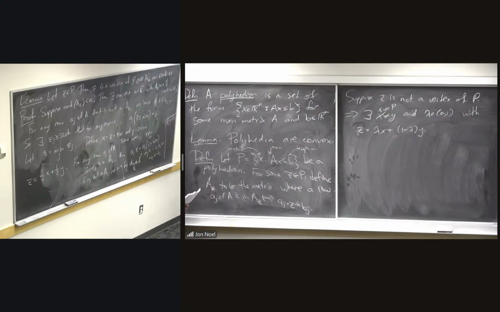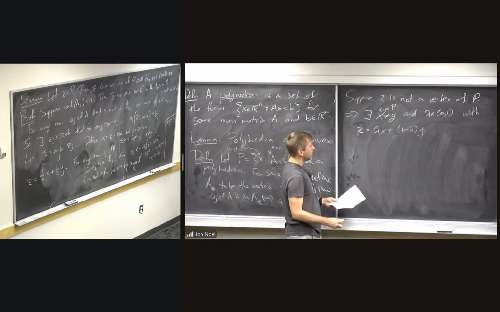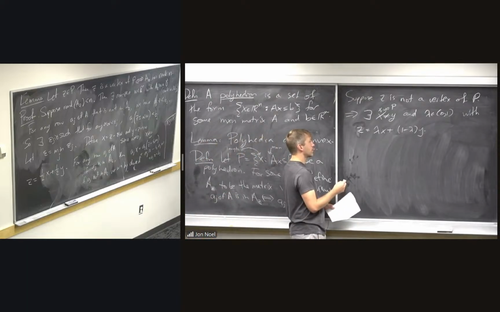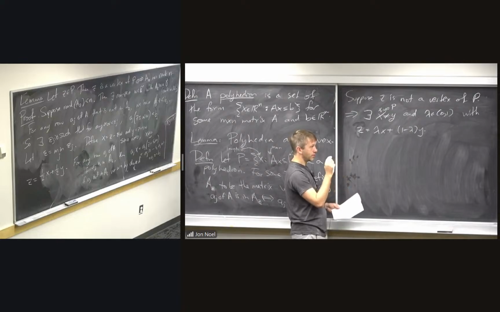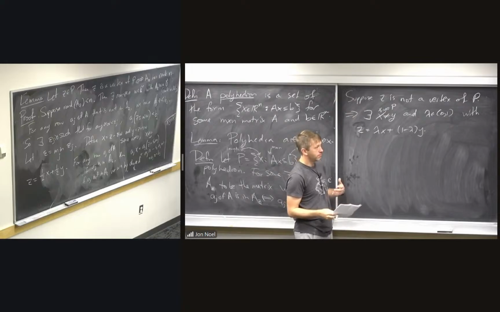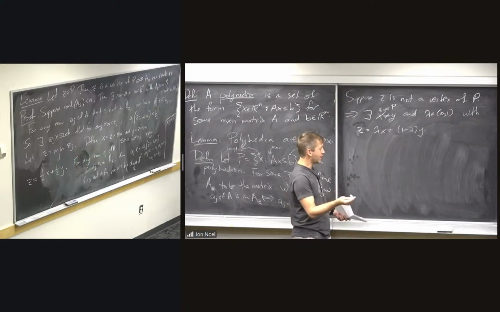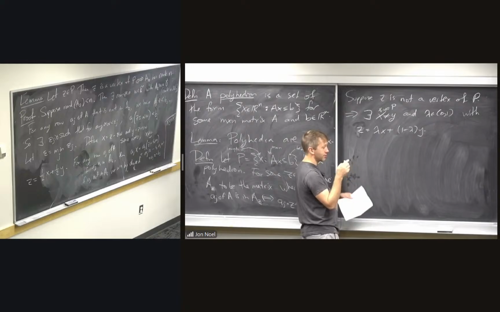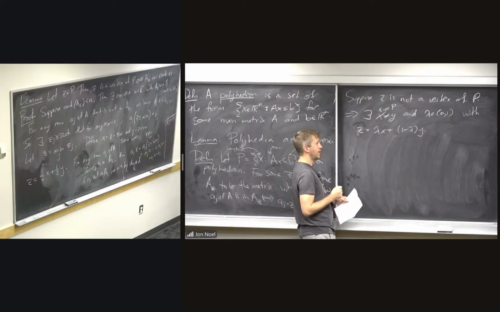So what I want to do now is find a non-zero vector in the kernel of AZ, and by this rank-nullity thing, that'll prove this direction. I want to show that the rank of AZ is less than n, so I just want to find any non-zero vector in the kernel of AZ.